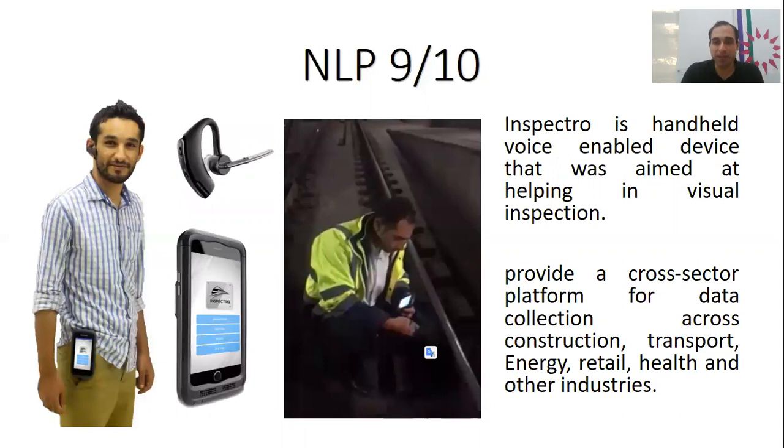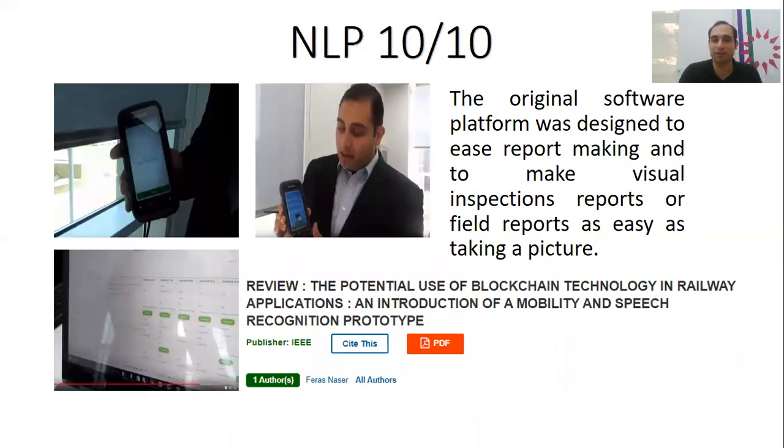So again, that's InSpectro, and I hope that you got it in the right way. InSpectro is a handheld, voice-enabled device that was aimed at helping in visual inspection. You can watch a video of InSpectro on my YouTube channel, which is a very interesting video, because you will see me experimenting with this device inside Marmaray Tunnel. It wasn't just a prototype to demonstrate the concept, but it gives you a good illustration of the possibilities of this device.